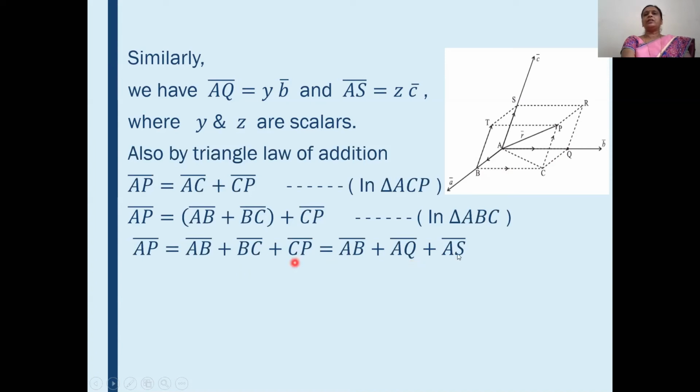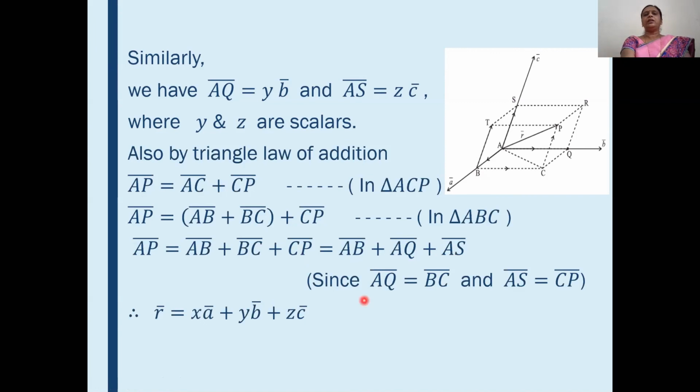Now, see for this CP and AS. These are sides of a parallelogram. Therefore, they have the same magnitude, and these two vectors have the same direction. Therefore, instead of CP, you can write down AS in the next step. And write down the reason here: since AQ is equal to BC bar and AS is equal to CP bar.